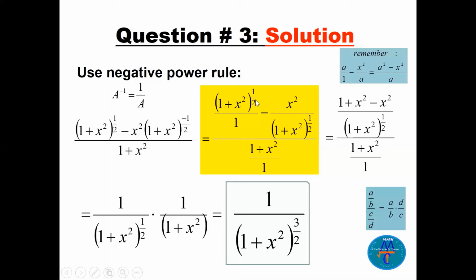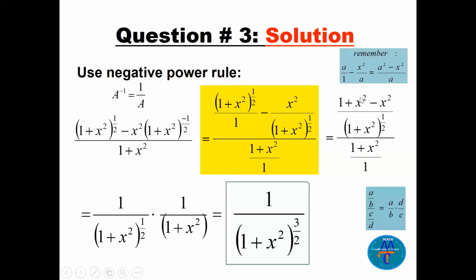So when you add the power, half and half, you get 1. So it's only 1 plus x squared. Little tricky, minus x squared. To understand what's happening in the yellow, go to this and read it 2 times to understand.